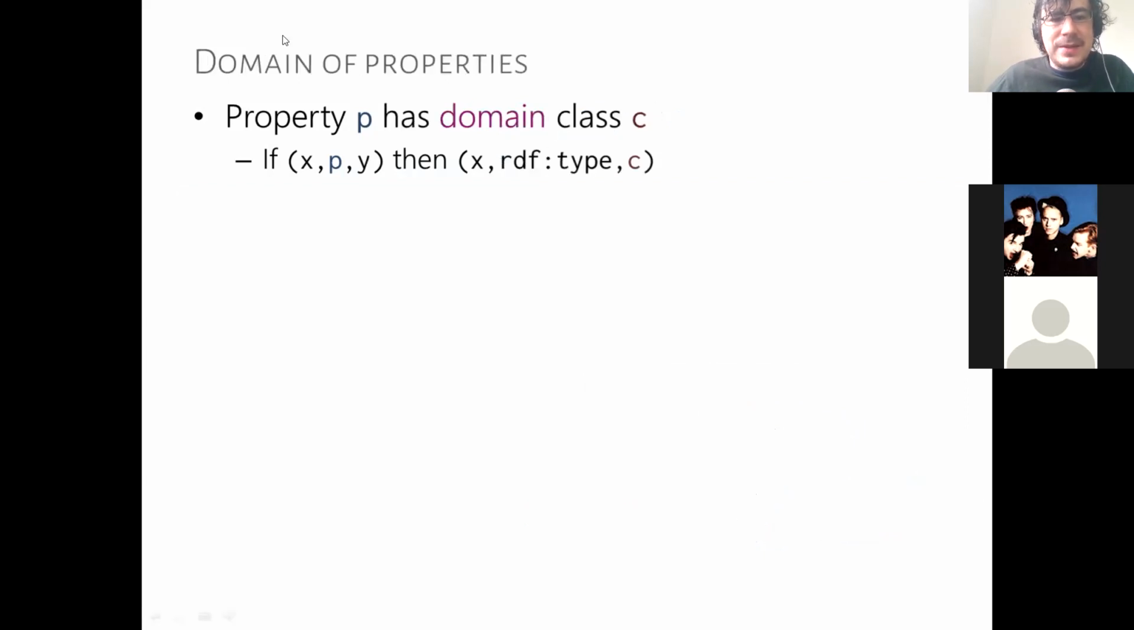Okay. So we have seen subclass and subproperty. So we've seen how to relate classes and how to relate properties. But how about relating properties with classes? So we'll see two different types of semantic relation. The first is called domain. And we say that property P has domain class C. Then if that holds, if X P Y, then X is of type C. So it's sort of like typing the subject of the property.